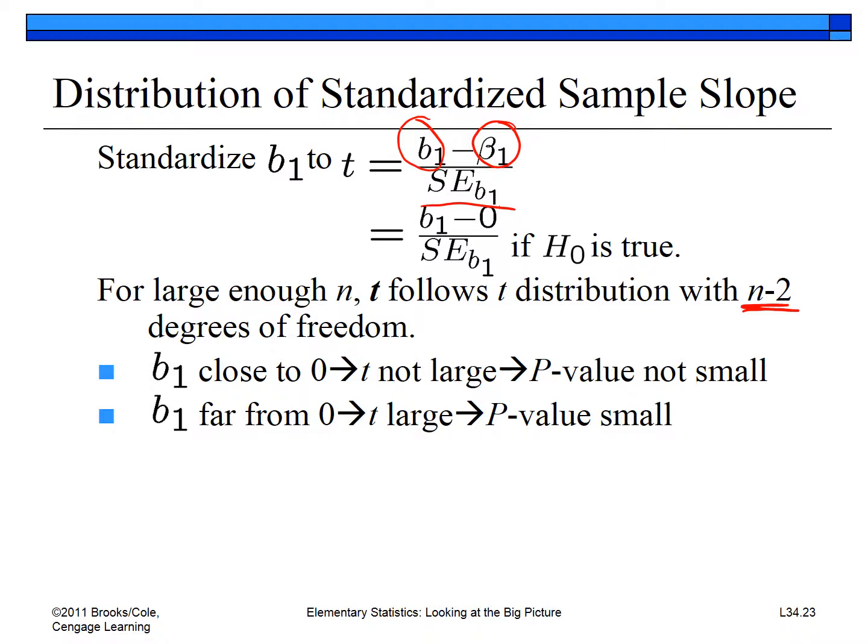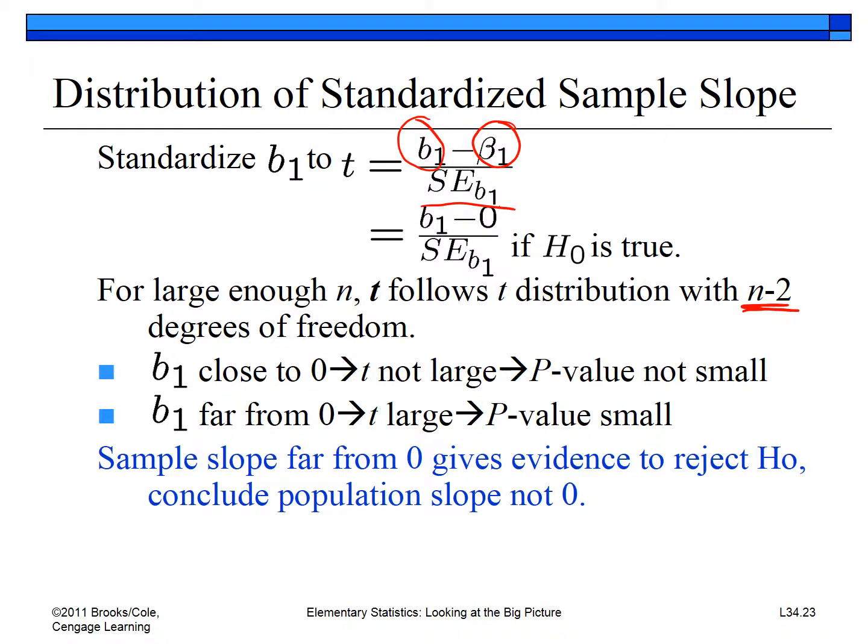If the slope is far away from 0 relative to the standard error, that's going to give us a big t-value, which will lead to a small p-value. So the big question boils down to, is the slope in our sample far away from 0? And we want to measure that far away from in terms of the standard error.